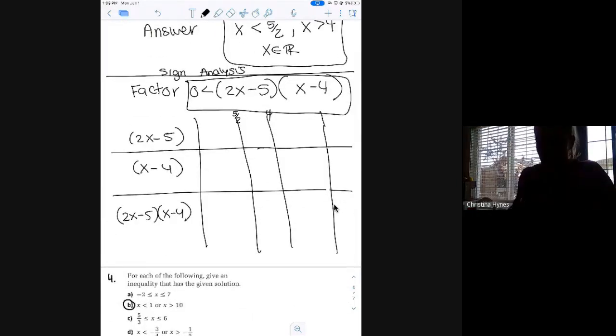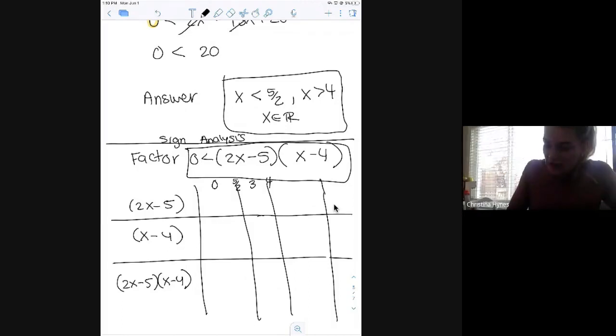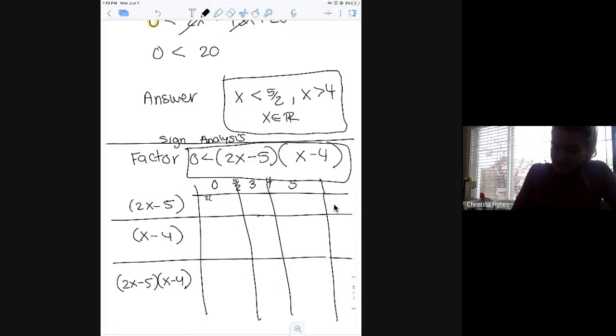So I factored it, have the factors to the side, then I'm using the test points that I had previously used for my number line, where I used 0, which was less than the first x-intercept, 3, which was between, and then greater than 5 or greater than 4, I'll use 5 or 6, doesn't really matter. So we're going to plug them in. And what matters here with sign analysis is what sign is it? Is it a positive sign or a negative sign for each of these? So if I plug in 0 for the first one, 2 times 0 minus 5 will give me a negative sign. If I plug in 0 into x minus 4, I get a negative sign.